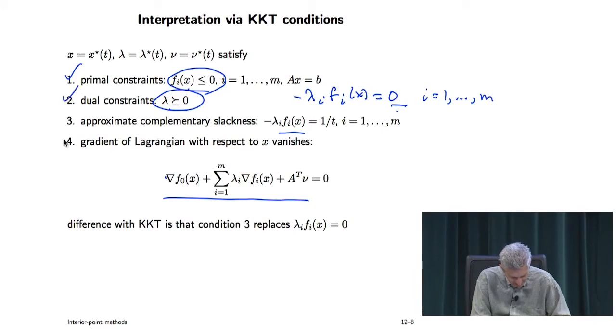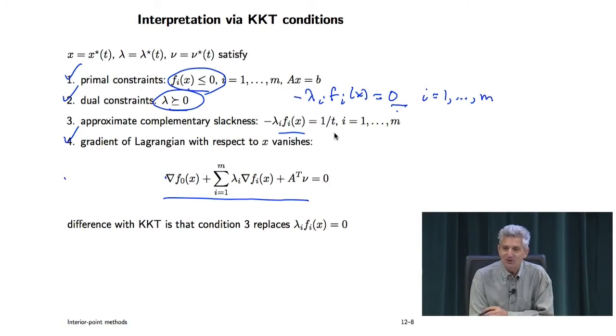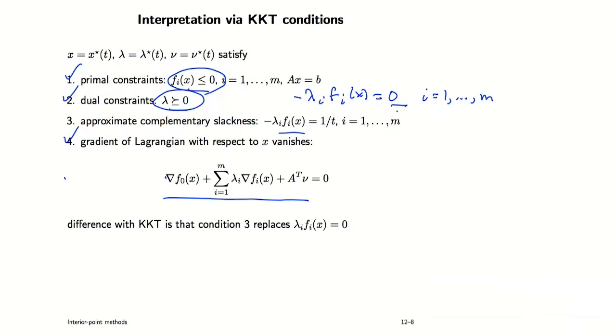It's sort of, these you check off, right? So you get all of these. And the only thing here is instead of 0, you get 1 over t. And then the idea is we let t go to infinity. And we're now satisfying the KKT conditions. So that's kind of the idea.